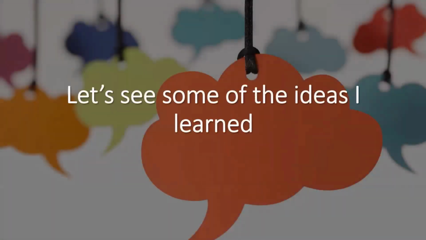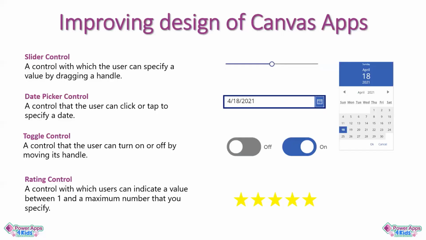In a few minutes, I will introduce some cool Power App controls. A slider, a cool control in which you don't need to write, and there's very less chance that you might get some number wrong. A date picker control, on the other hand, is a control with which you can specify a date without writing it, and it has better usability than writing it down.